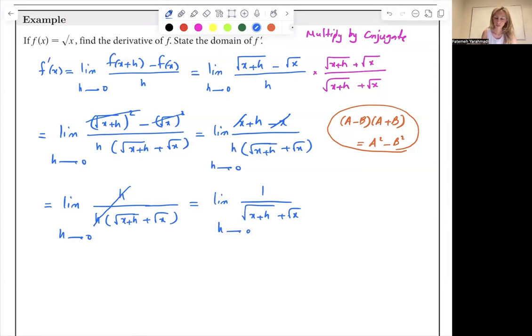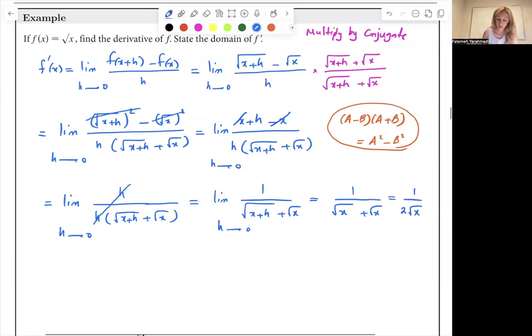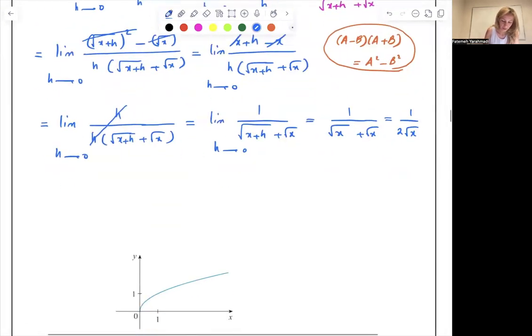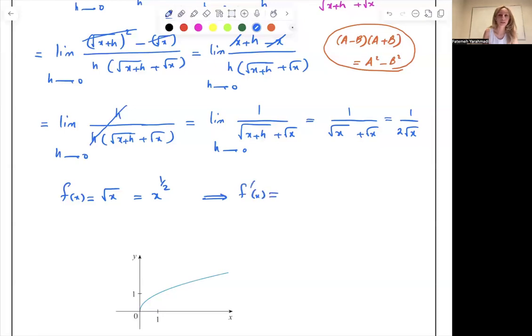If I plug in 0 here, I get 1 divided by square root of x plus square root of x, or 1 divided by 2 times square root of x. So if f of x is equal to square root of x, or x to the power of a half, then its derivative using the limit definition is 1 divided by 2 times square root of x.